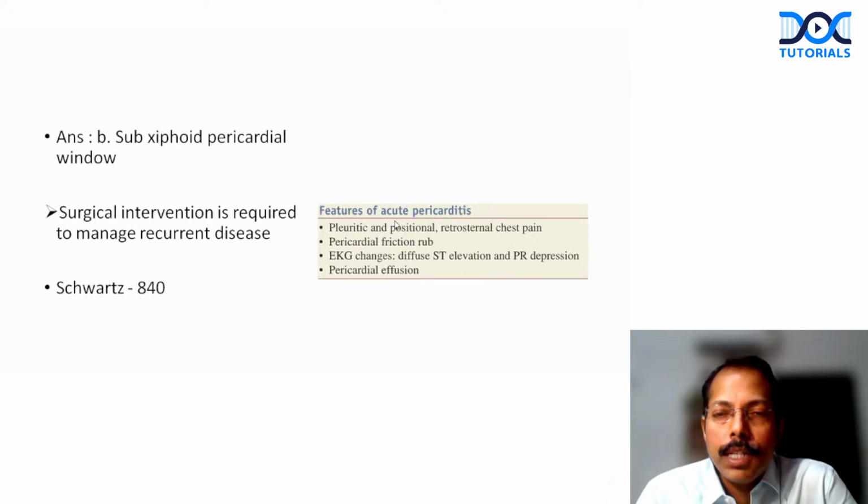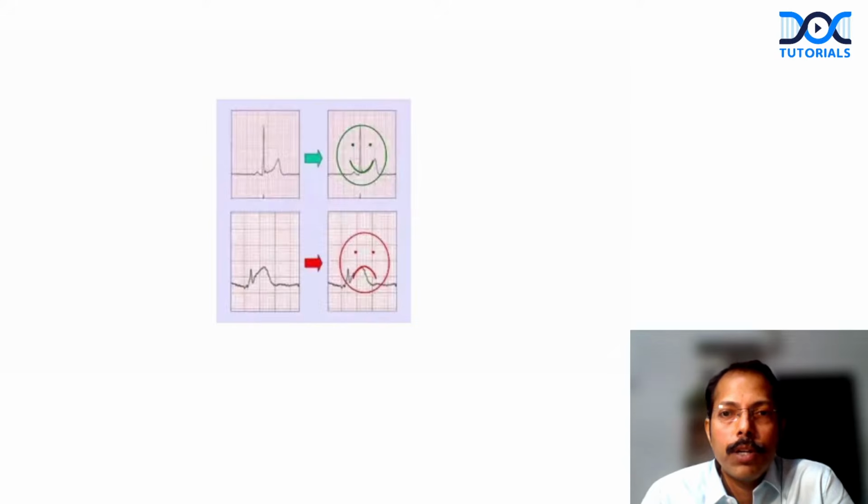So what are all the typical features? The pain, retrosternal chest pain. On auscultation, you will be hearing a pericardial rub. In ECG, there will be diffuse ST elevation and PR depression, and a pericardial effusion, like in our case. All points are given in Schwartz, right, in 840 pages.